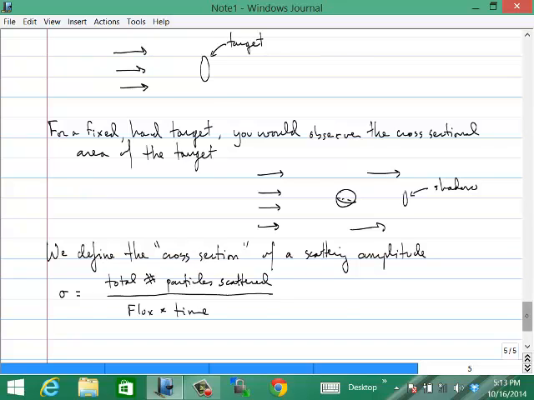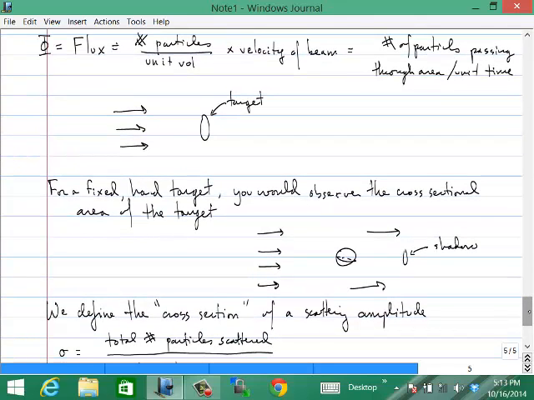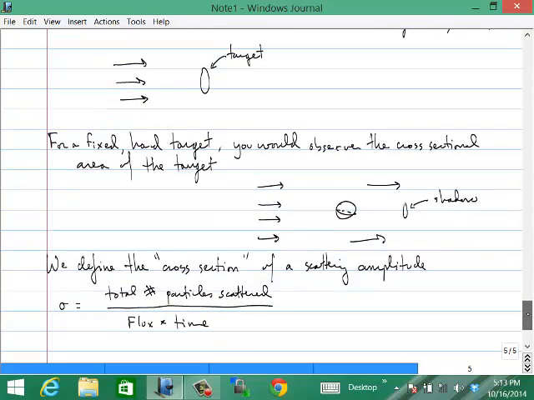And you can see flux has units of particles per unit area per unit time. So this is proportional to area. So this has dimensions of area. And indeed, for the case of some flux of particles that are just scattering off of some fixed hard target, then this is literally the cross-sectional area of the target. Okay. So for example, this would be pi r squared for scattering from a hard sphere.